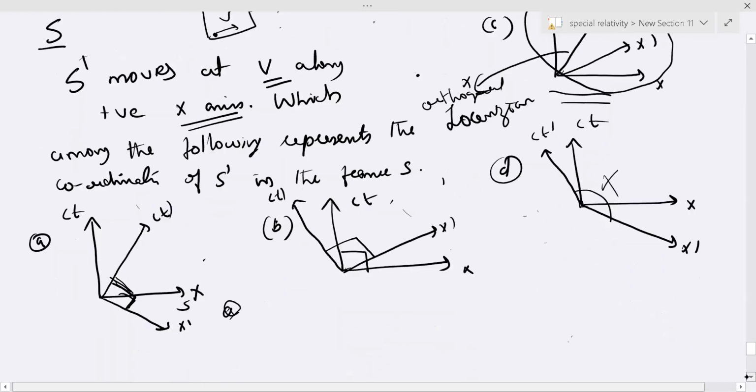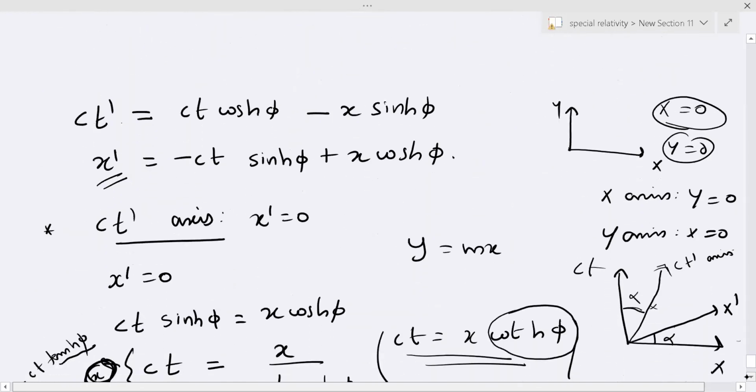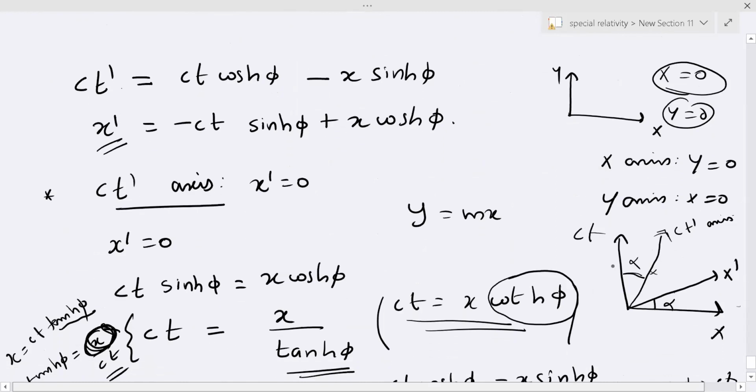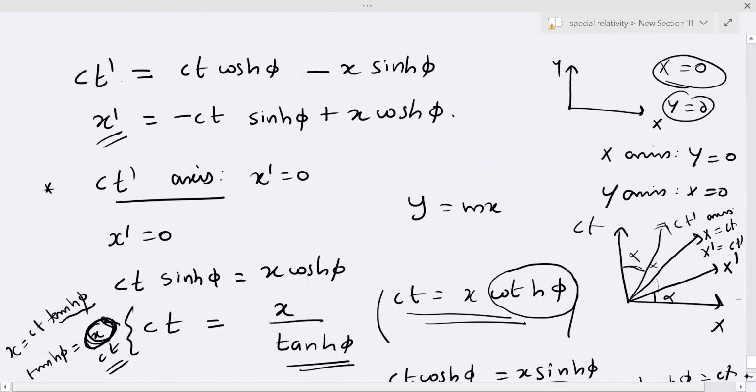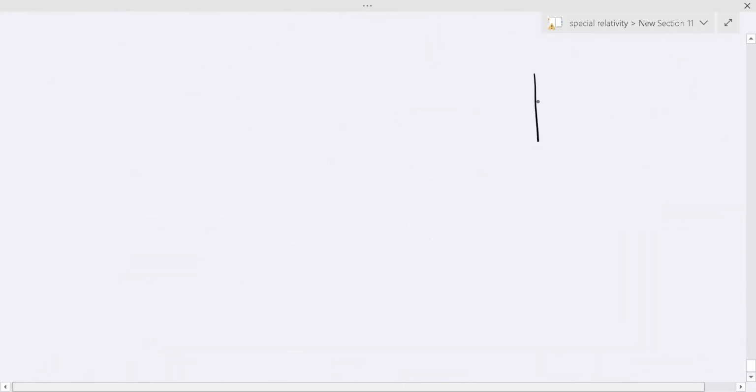If this is not clear, just look at these equations and imagine how this equation has to be, and you'll see that this is the correct answer. Again, the speed of light, x equal to CT, corresponds to this line at 45 degrees. And this is also x equal to CT. This also equals x prime equal to CT prime. Both are the same line. This means that the speed of light is invariant in all reference frames. Similarly, if it moves with velocity v along the minus x direction.